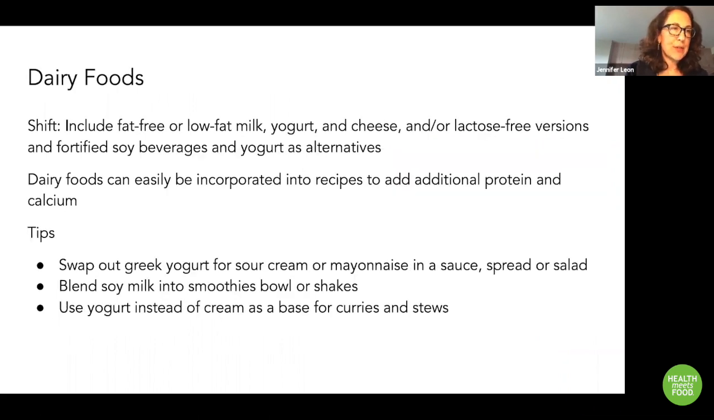Okay, so for dairy foods, it is really interesting and delicious to swap out some or all of the sour cream or mayonnaise in a coleslaw and a favorite dip for yogurt. Consider low-fat yogurt as a base for a curry or stew, as well as instead of the cream. Next slide, please.